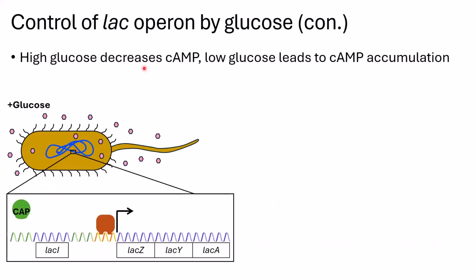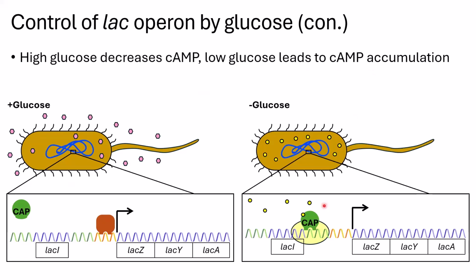High glucose levels in prokaryotes decreases cyclic AMP levels, which prevents CAP from being able to bind to the lac promoter and activate transcription. However, when glucose levels fall, cyclic AMP levels increase, and this activates CAP, which in turn activates the lac operon by allowing RNA polymerase to better bind to the promoter. Of course, if lactose levels are low, and the lac repressor is still on the operator and blocking RNA polymerase, the lac operon would still not be active.